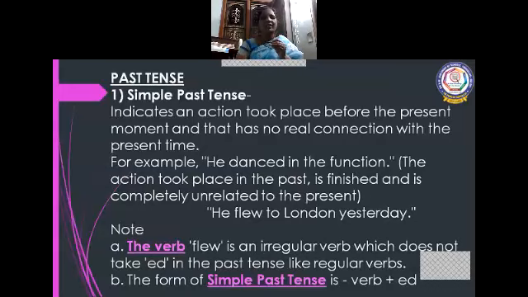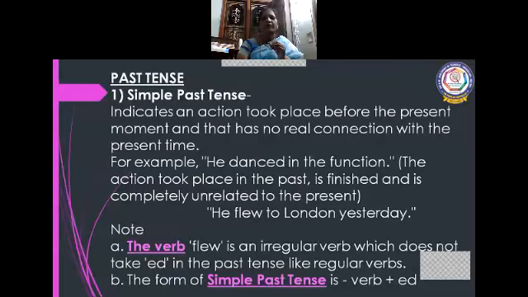So it is very clear, children. There is no connection between present time and the past you are speaking of. Already it had happened. So he danced in the function, already happened, finished, over, and is completely unrelated to the present. Now, again, he flew to London yesterday. Note, the verb flew is an irregular verb which does not take ed in the past tense like a regular verb.